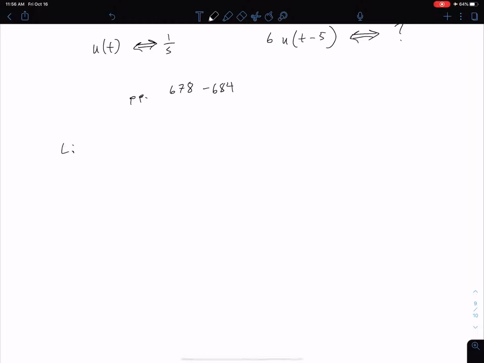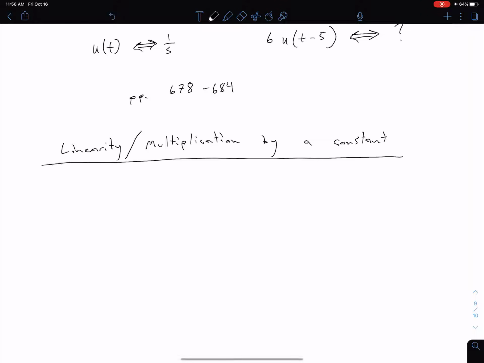So our linearity, which is just going to be multiplication by a constant. So let's start simple here. Multiplication by a constant. So this is our linearity property, and we're looking at multiplying by a constant.